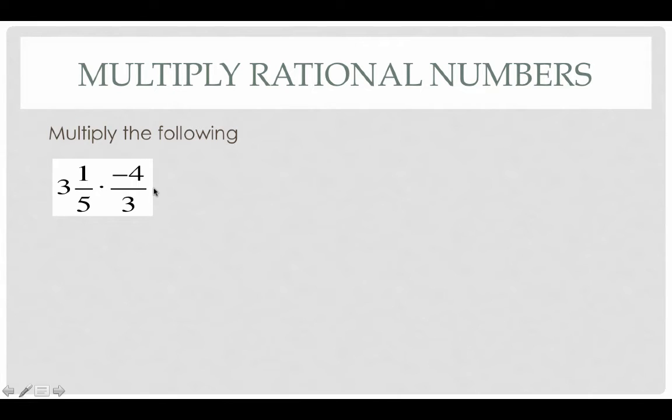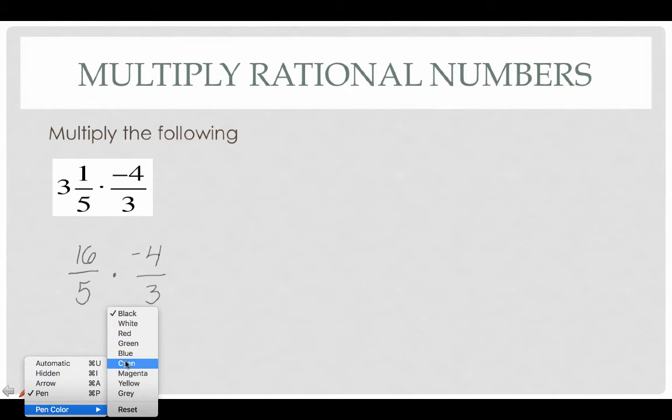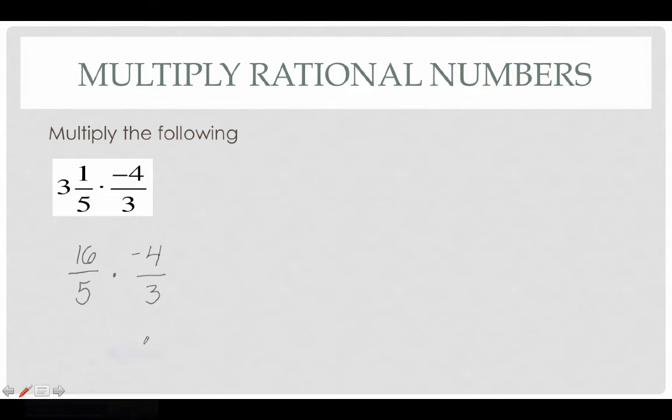So let's do an example here. We're going to multiply the same number. Let's multiply 3 1/5 times negative 4 thirds. So we already know that putting them in improper form is going to be 16 fifths times negative 4 thirds. And at this point now, we change to blue. I just multiply the numerators. So let's multiply 16 times negative 4, which is negative 64. And now let's multiply the denominators. 5 times 3 is 15.